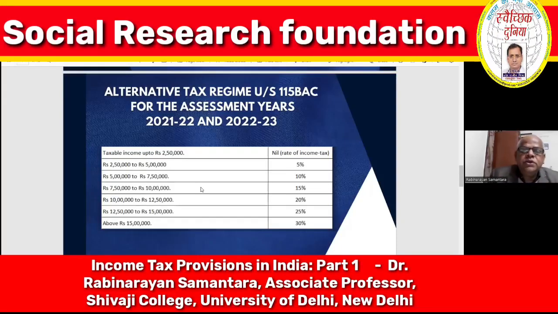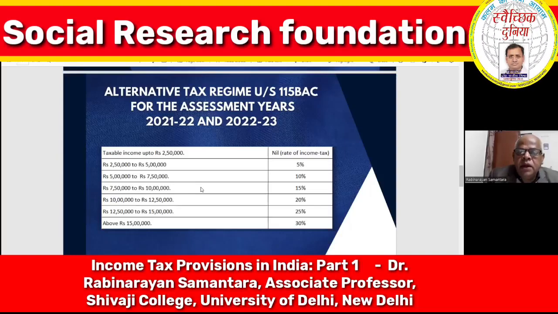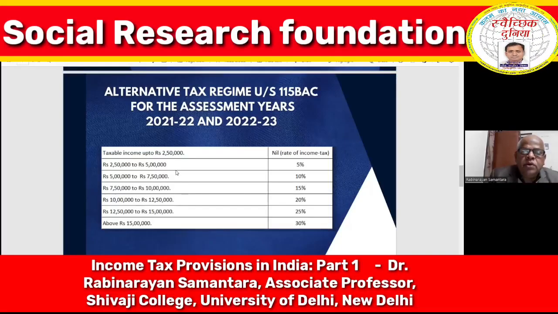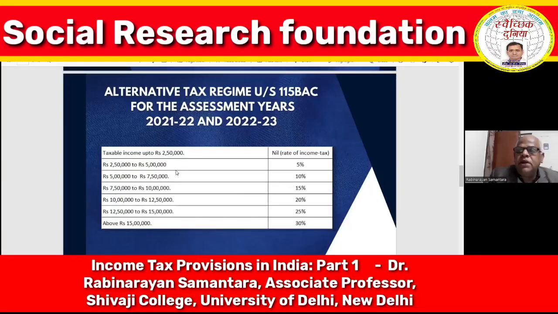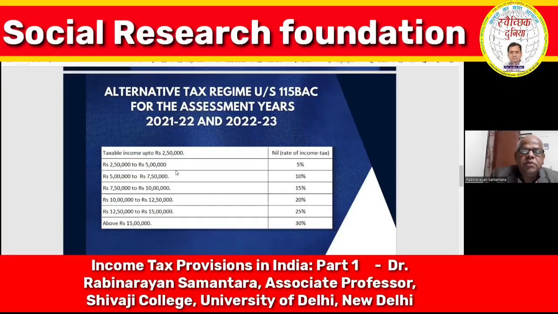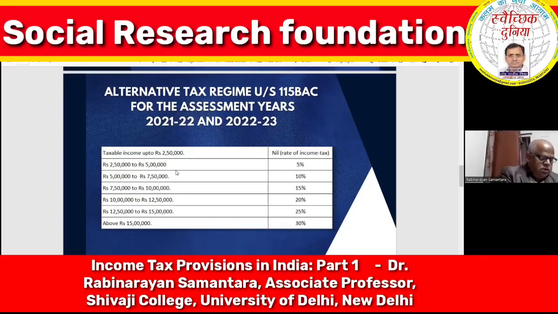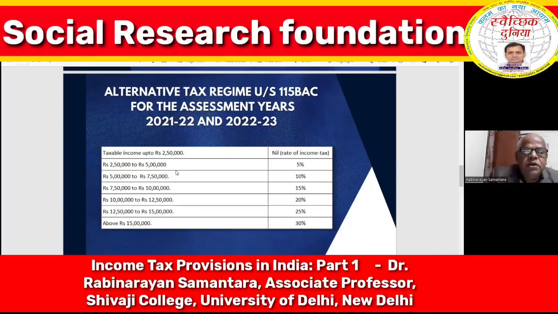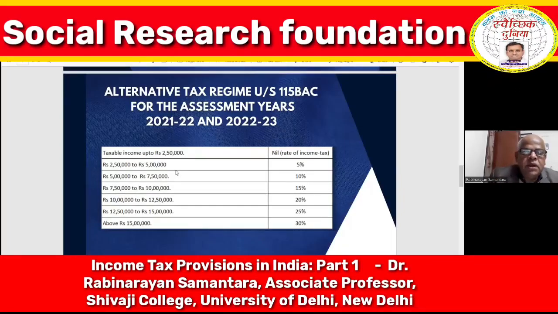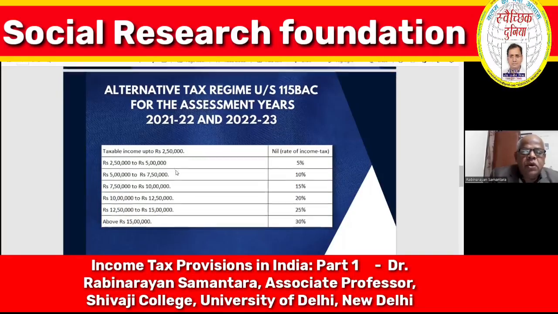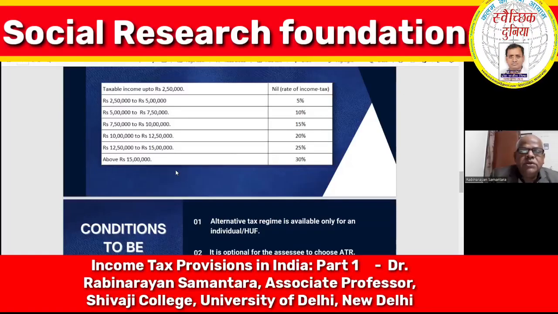And for the assessment years 2021-22 and 2022-23, all taxable incomes earned by an assessee during the relevant previous year up to the limit of rupees 2,50,000 will be treated as fully exempted from tax. Then between rupees 2,50,000 and rupees 5 lakh, the rate is 5%. Then for income of rupees 5 lakh to rupees 7 lakh 50,000, the relevant rate is 10%. Then for rupees 7 lakh 50,000 to rupees 10 lakh, the rate is 15%.